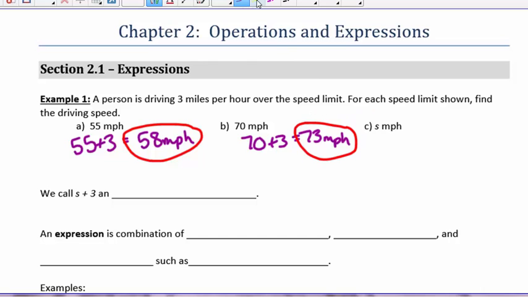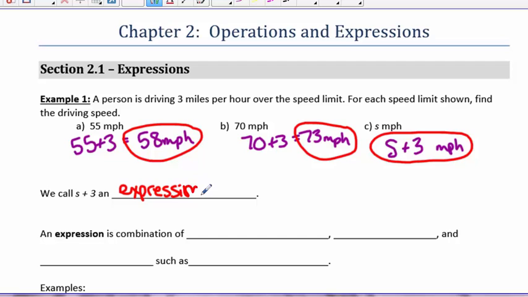In part C, since their speed limit is s, a variable, miles per hour, we'll follow the same steps we took in parts A and B, s plus 3, but we cannot combine those, so s plus 3 miles per hour must be our final answer. We call s plus 3 an expression.